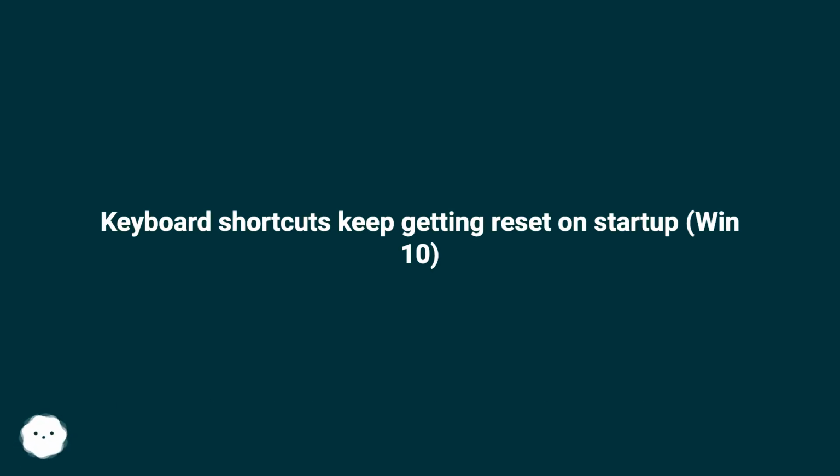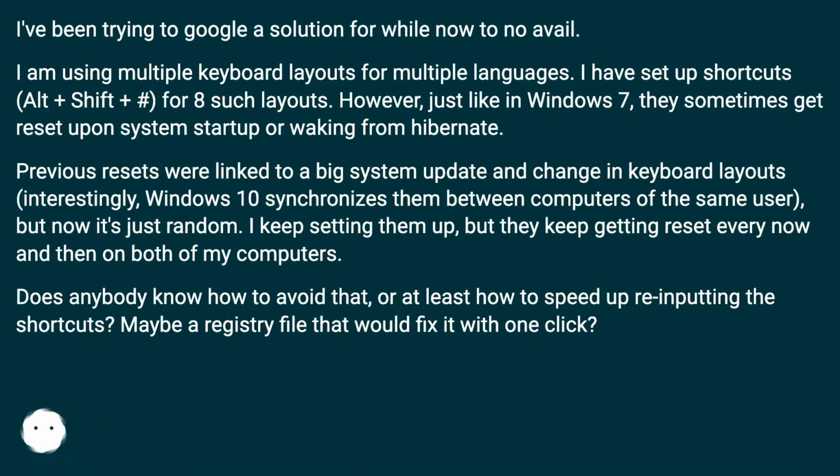Keyboard shortcuts keep getting reset on startup, Win 10. I've been trying to Google a solution for a while now to no avail. I am using multiple keyboard layouts for multiple languages. I have set up shortcuts, Alt plus Shift plus hash, for 8 such layouts. However, just like in Windows 7, they sometimes get reset upon system startup or waking from hibernate.